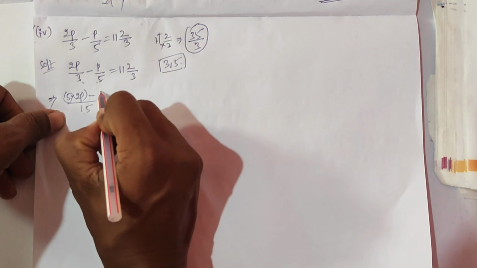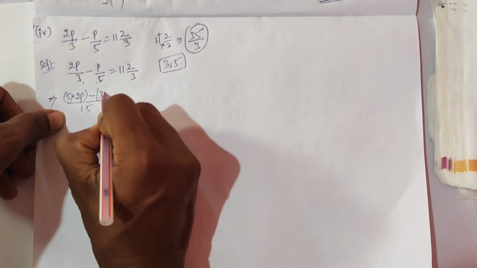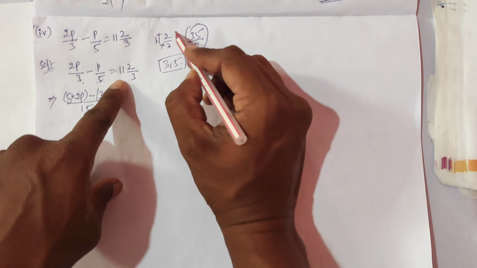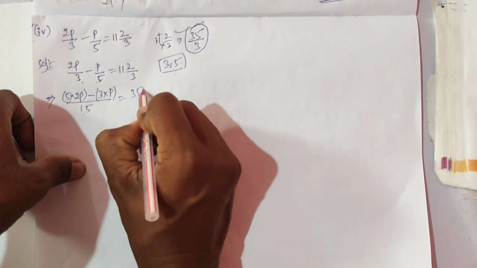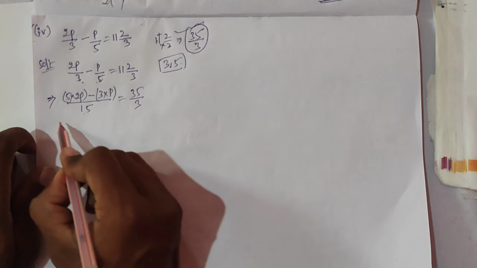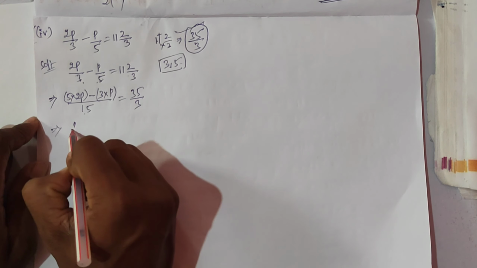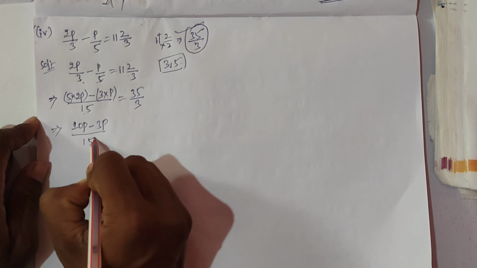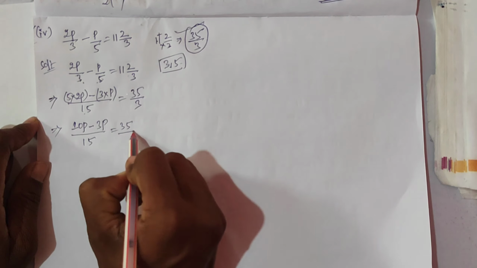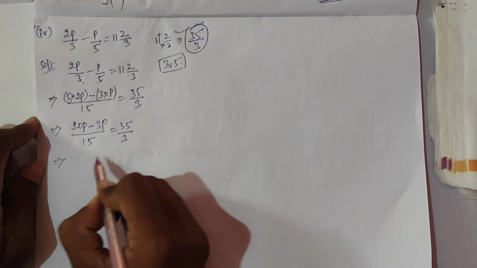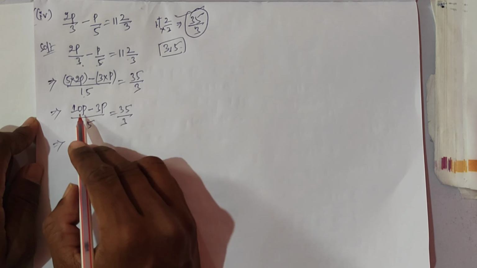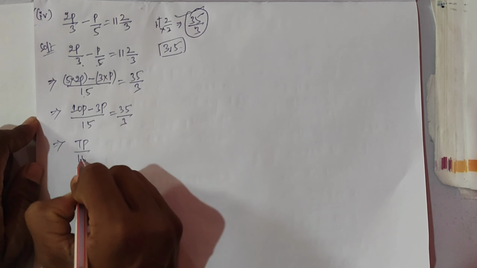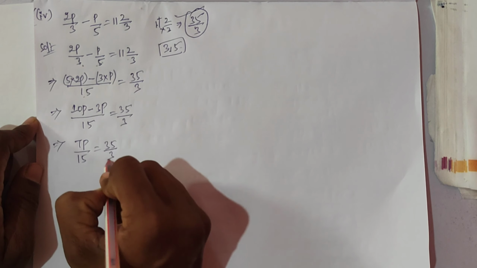In 5 table, 15 how many times? 3 times, 5 3s are 15. Into what is the numerator of 5 here? P is equal to, so the mixed fraction we are converting to an improper fraction. What is the answer? 35 by 3. Clear? This implies 5 into 2p is 10p minus 3 into p is 3p by 15 is equal to 35 by 3. Clear? Now these two are like terms. We can subtract. 10p minus 3p, nothing but 10 minus 3 is 7. 7p by 15 is equal to 35 by 3.